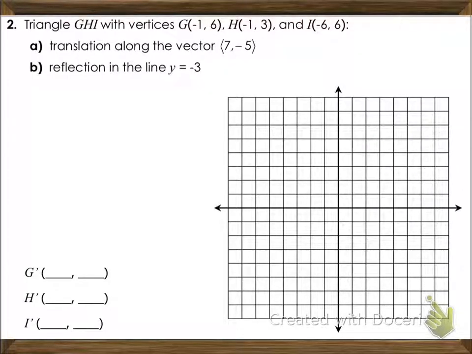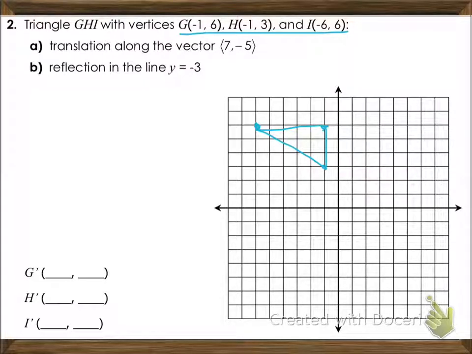So we're skipping down to number 2. So as usual, you always start by just plotting the original points. So let's do that first. So G is at -1, 6. So we're going to go to the left 1 and then up 6. There we go. And then H is at -1, 3. So we're going to go to the left 1 and then up 3. And then I is going to be at -6, 6. So left 6 and then up 6. That was a mistake. That wasn't supposed to go there. So we're going to get a triangle.